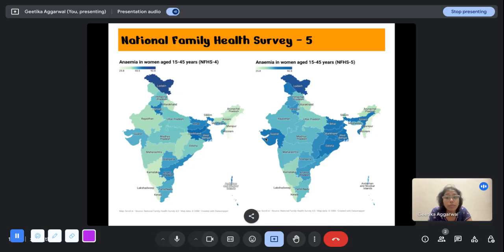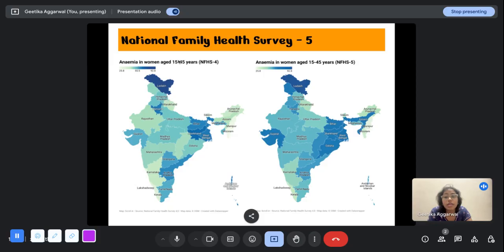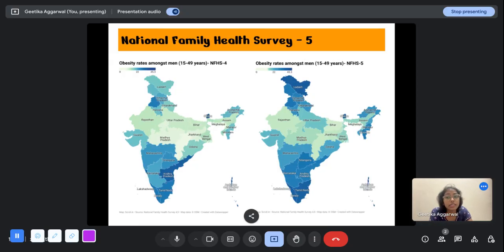But if you look at anemia in women, according to the 2016 survey, for women aged between 15 to 45, the anemia was highest in Ladakh and then in Jharkhand and Haryana. Now, if you see in 2021, a lot of the states have actually done worse: Gujarat, Rajasthan, Madhya Pradesh, Maharashtra, all of these states and all of the eastern part, they have done much worse. Even in states like Punjab and Jammu Kashmir, they have done worse than before, and the number of women with anemia has actually increased in these states.